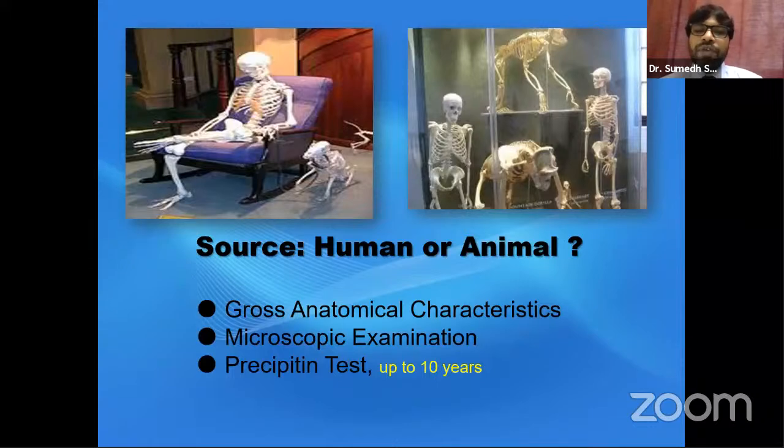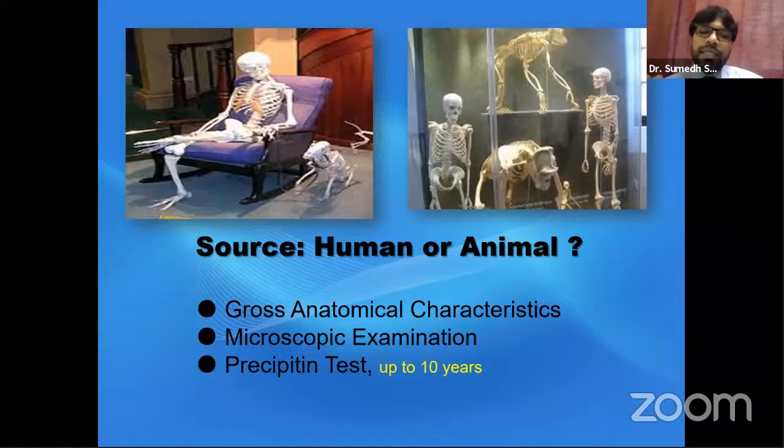If you see the human femur, it shows convexity, because the axis of gravity passes posterior to the hip joint and immediately anterior to the knee joint. So the pull of the hamstring forms one curvature over there. That is why all human femora are convex forwards. This is how the gross anatomical characteristics play a significant role.